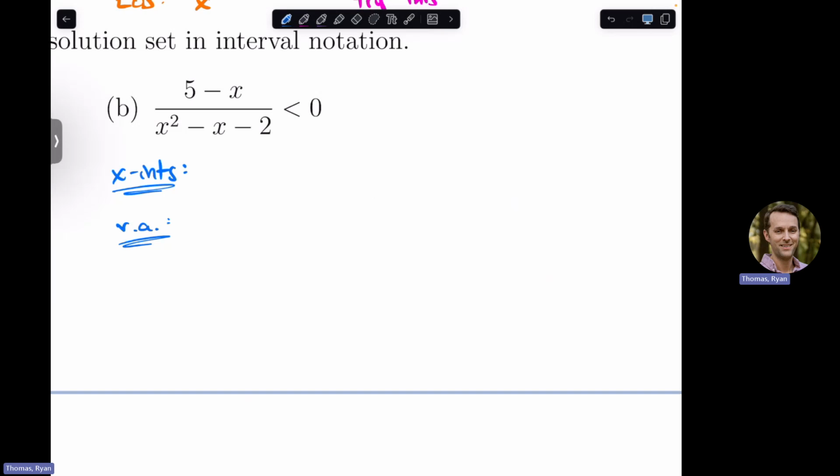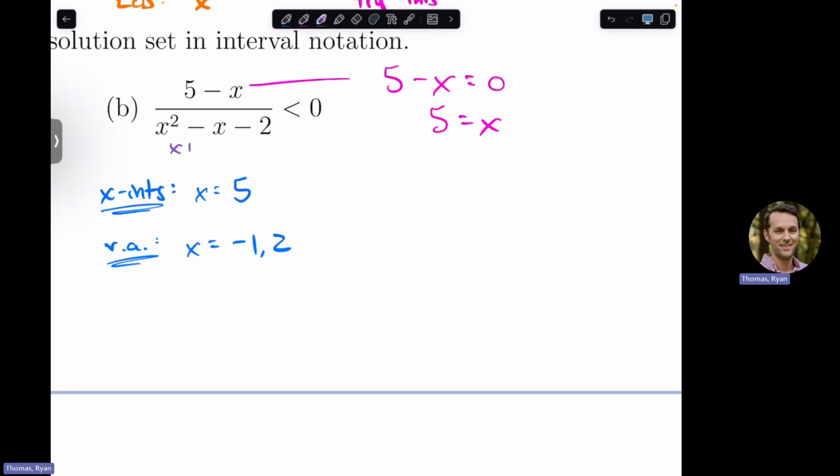All right, x-intercepts. Five, because if you set 5 minus x equal to 0, you get x equals 5. Vertical asymptotes. -1 and 2, because this thing factors as x plus 1 times x minus 2.